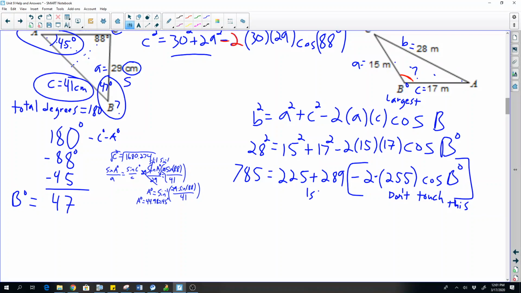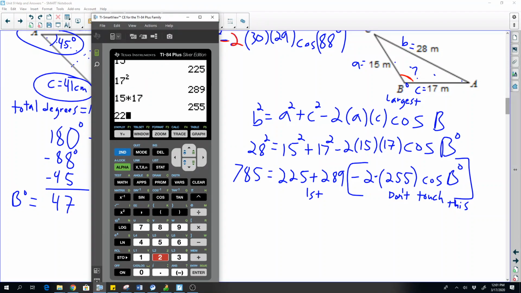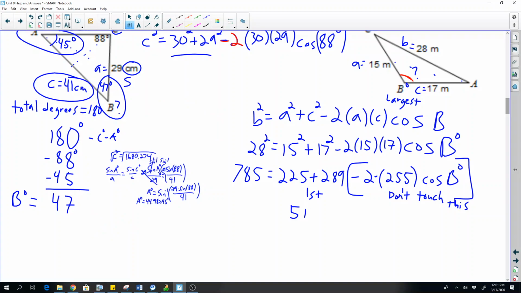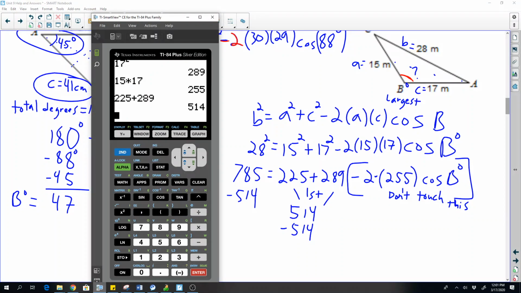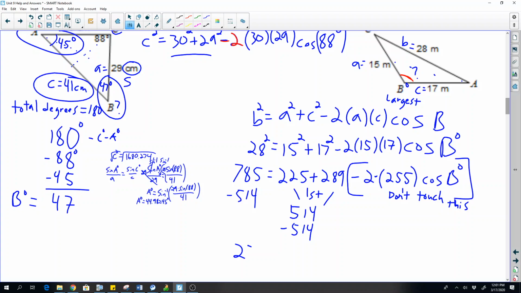So first, let's combine those together and subtract it over. We're going to take 225 plus 289. We get 514. So now we're going to take 514 and subtract that over to the other side. Because we added those together, we get 514. Then we'll subtract it over to the other side. And sometimes on the left side, it could be negative or positive. Don't freak out if it's negative. Just keep going. So 784 minus 514 is 271. So now we have 271.